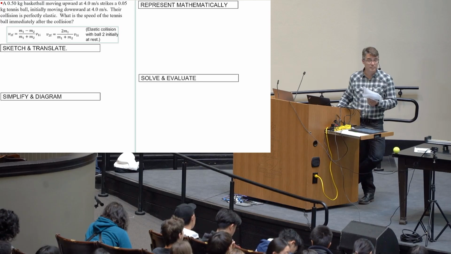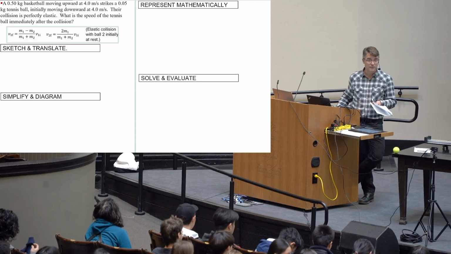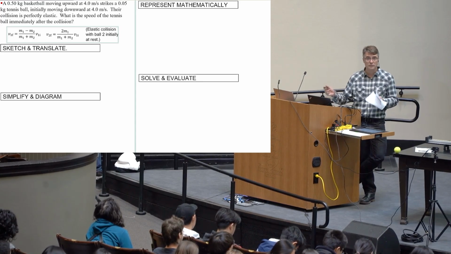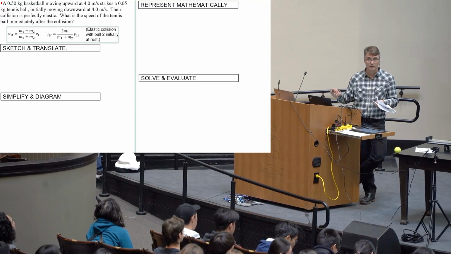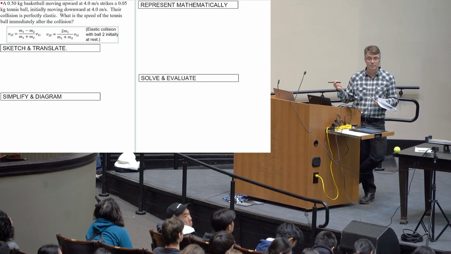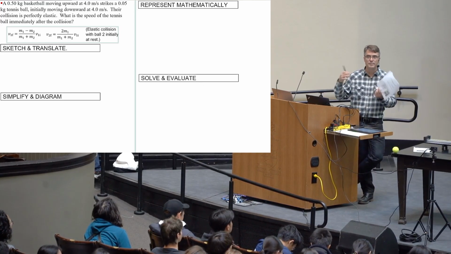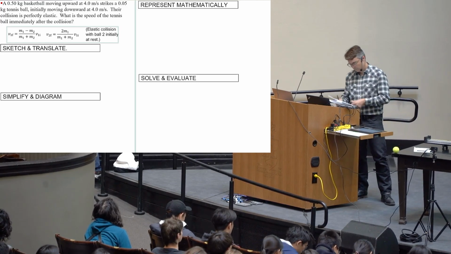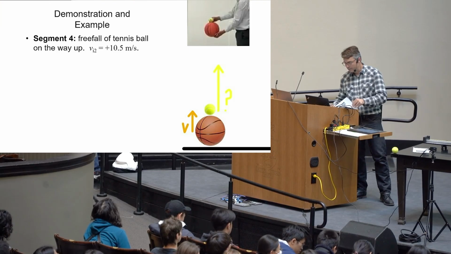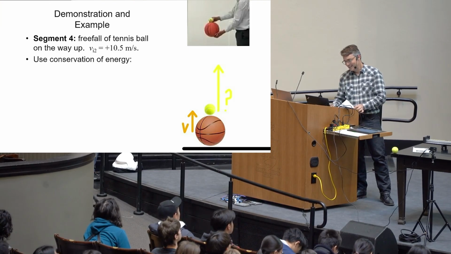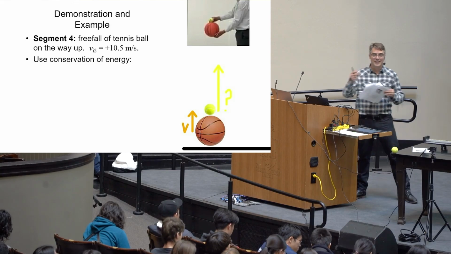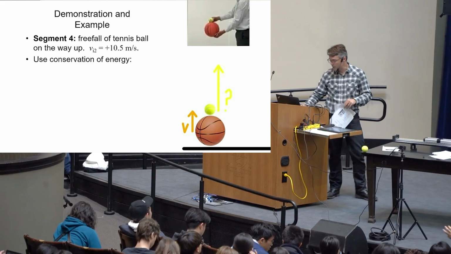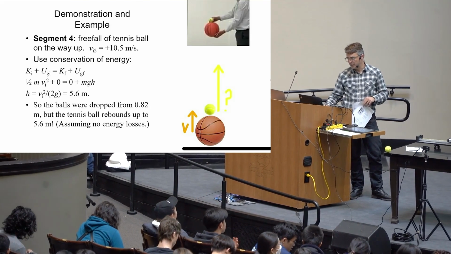My first step is going to be to switch to the reference frame of the tennis ball, so it's at rest. The second step will be to use these equations to find out what their final velocities are in that reference frame. The third step will be to switch back to the lab frame. I promise I'll do that on Monday. You get 10.5. Even though the basketball is going up at 4, the tennis ball ends up with 10.5 meters per second, so it flies really high up. 5.6 meters.